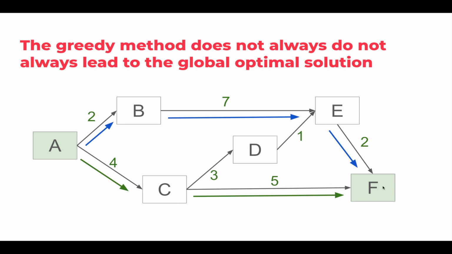But if we use a greedy algorithm, we'll pretty much just go ahead and say the edge CD is shorter than the edge CF. So we might end up choosing CD, and then we go to DE, and then we go to EF, and that's a less optimal solution because it has a distance of 6 as compared to this distance of 5. So while this is a very easy way to solve a problem, it does not always lead to the global optimal solution.